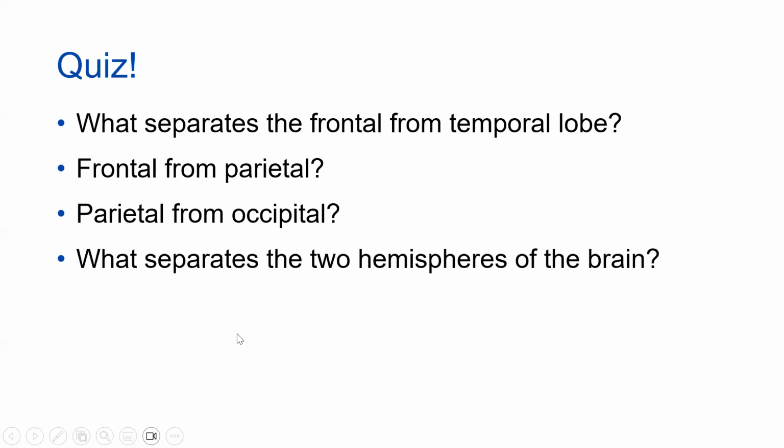So here's a little quiz. You go ahead and pause this video. I'll give you a few seconds and then we'll go over the answers. All right, so what separates the frontal from temporal lobe? This is the lateral fissure. Frontal from parietal, that is the central sulcus. Parietal from occipital, that's the parietal occipital sulcus, and what separates the two hemispheres of the brain, that will be the longitudinal fissure.